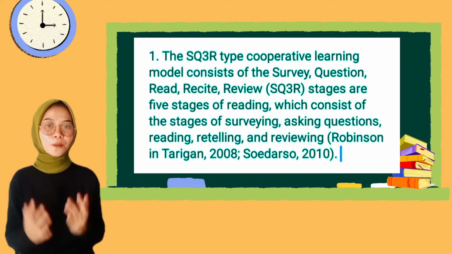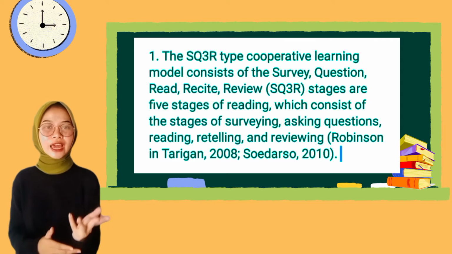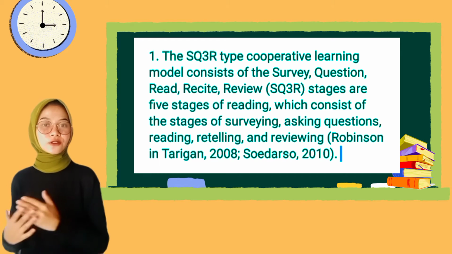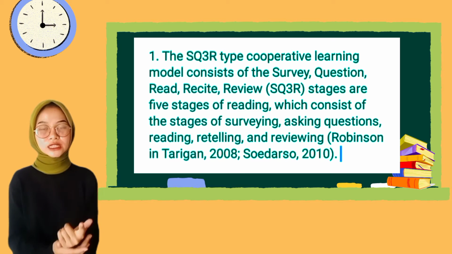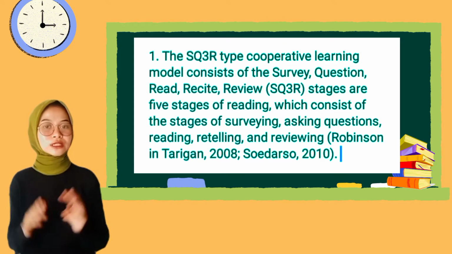The SQ3R type cooperative learning model consists of survey, question, read, recite, and review. SQ3R is a reading stage which consists of the stages of surveying, asking questions, reading, retelling, and reviewing (Robinson and Tarian, 2008, and Sudarso, 2010).